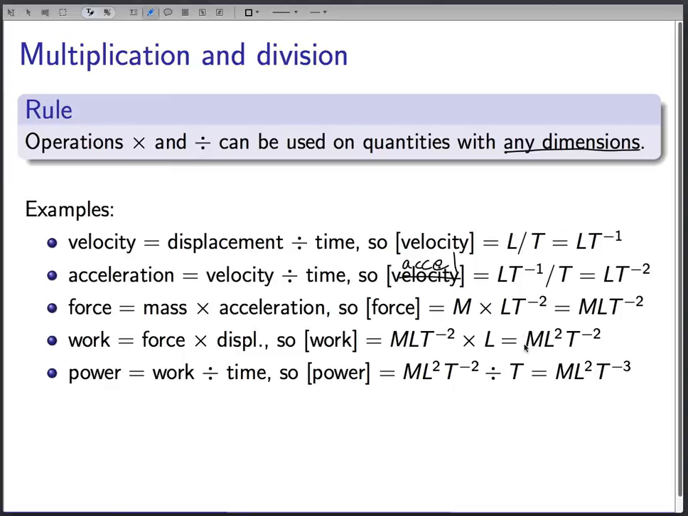So work has dimensions ML squared T to the minus 2, and power is another really good one to know. Power is work divided by time. Work's the same as energy, so another way to think of this is energy per time. And so power is like a measure of your light bulb: how much energy does your light bulb use every second or every hour? Okay, so power is work, ML squared T to the minus 2, divided by time. That's ML squared T to the minus 3.